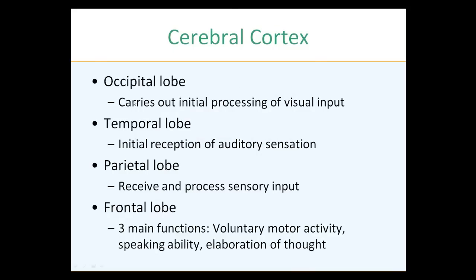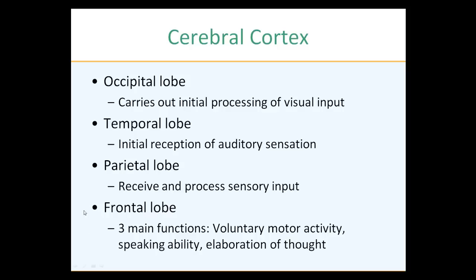So we did talk about those briefly when I showed you the image of the brain, and we talked about the occipital lobe, how it carries the visual input, the temporal lobe, how it carries the auditory sensation, the parietal lobe, how it carries the sensory input, and the frontal lobe, how it carries the motor activity and also thoughts and emotions.